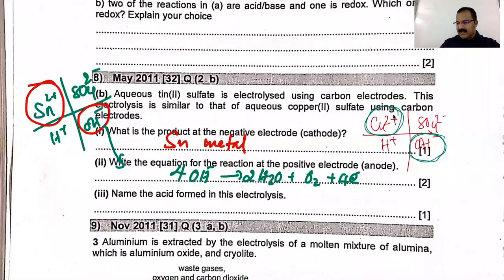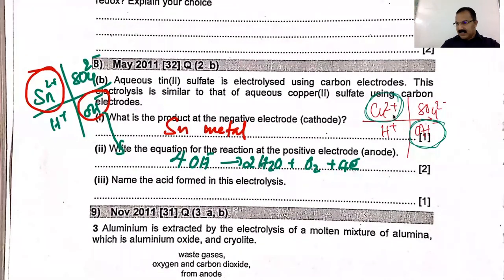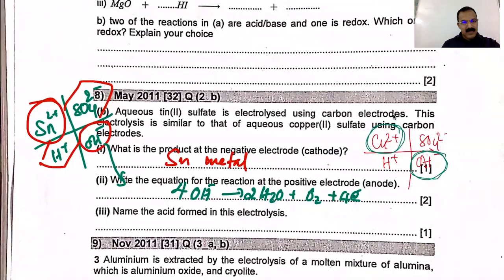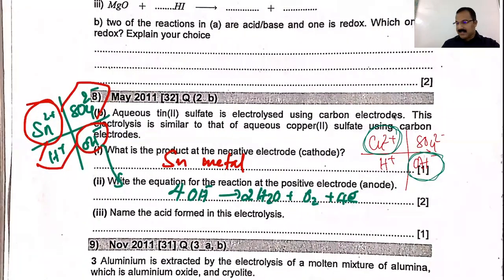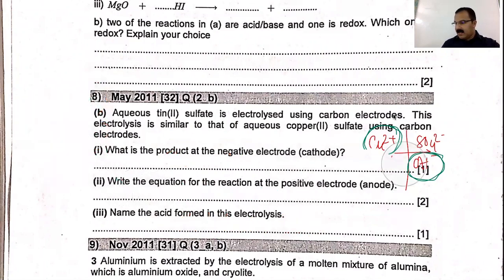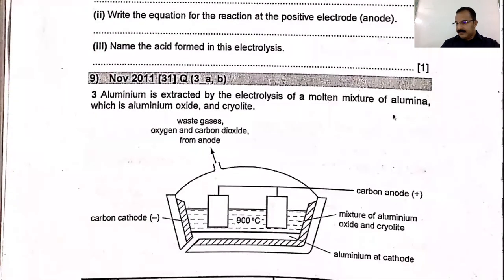All right, name the acid formed in this electrolysis. We continue. Name the acid formed. See, this is the acid formed, which is H2SO4, H plus and SO4 2 minus. Name the acid. So sulfuric acid, you have to write the name. You cannot write the formula. Sulfuric acid. All right. So with that, we finished there. Moving on.